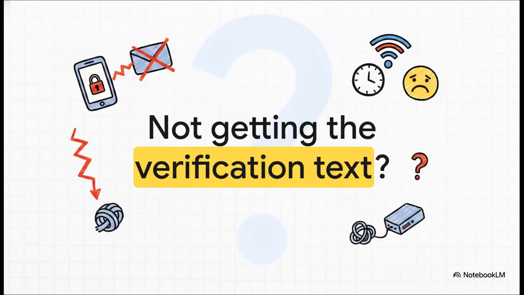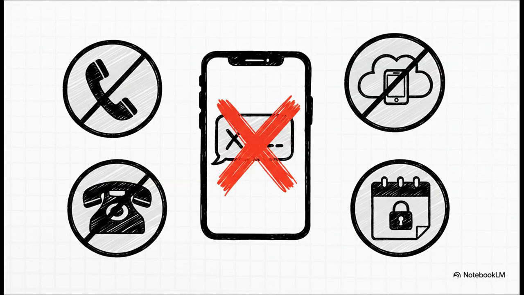But what happens when the technology actually fails? Let's troubleshoot a very common, very frustrating roadblock on this quest. You're trying to log in, but you just aren't getting that verification text message. No matter how many times you hit resend, nothing happens. If that text simply won't arrive, you're likely tripping a security wire somewhere.